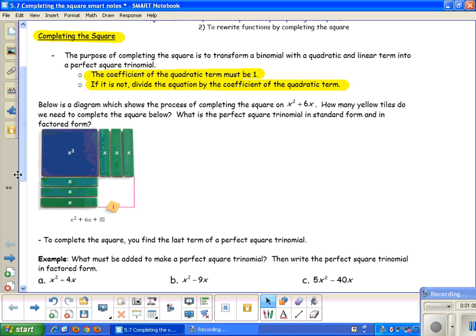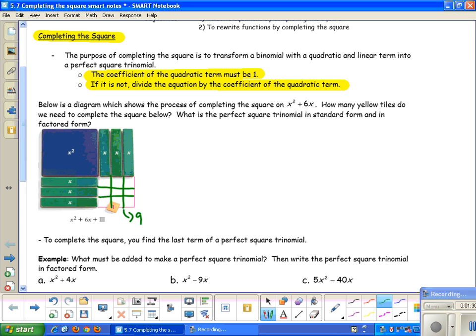If you look here, we want to figure out how many of these little yellow squares we need in order to complete this square that we have over here. If we were to draw in lines, those would represent the 1 tiles, and how many more would we need? Well, we would need 9 more.